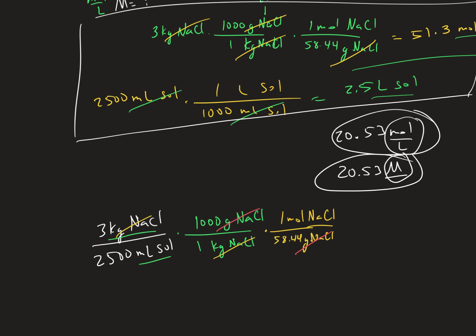Now I have moles per milliliter. So now I keep going. I don't want milliliters, so 1,000 milliliters on top to 1 liter. Milliliters goes away. Now I'm left with moles over liter. The math is the same, but now it just puts it all together.